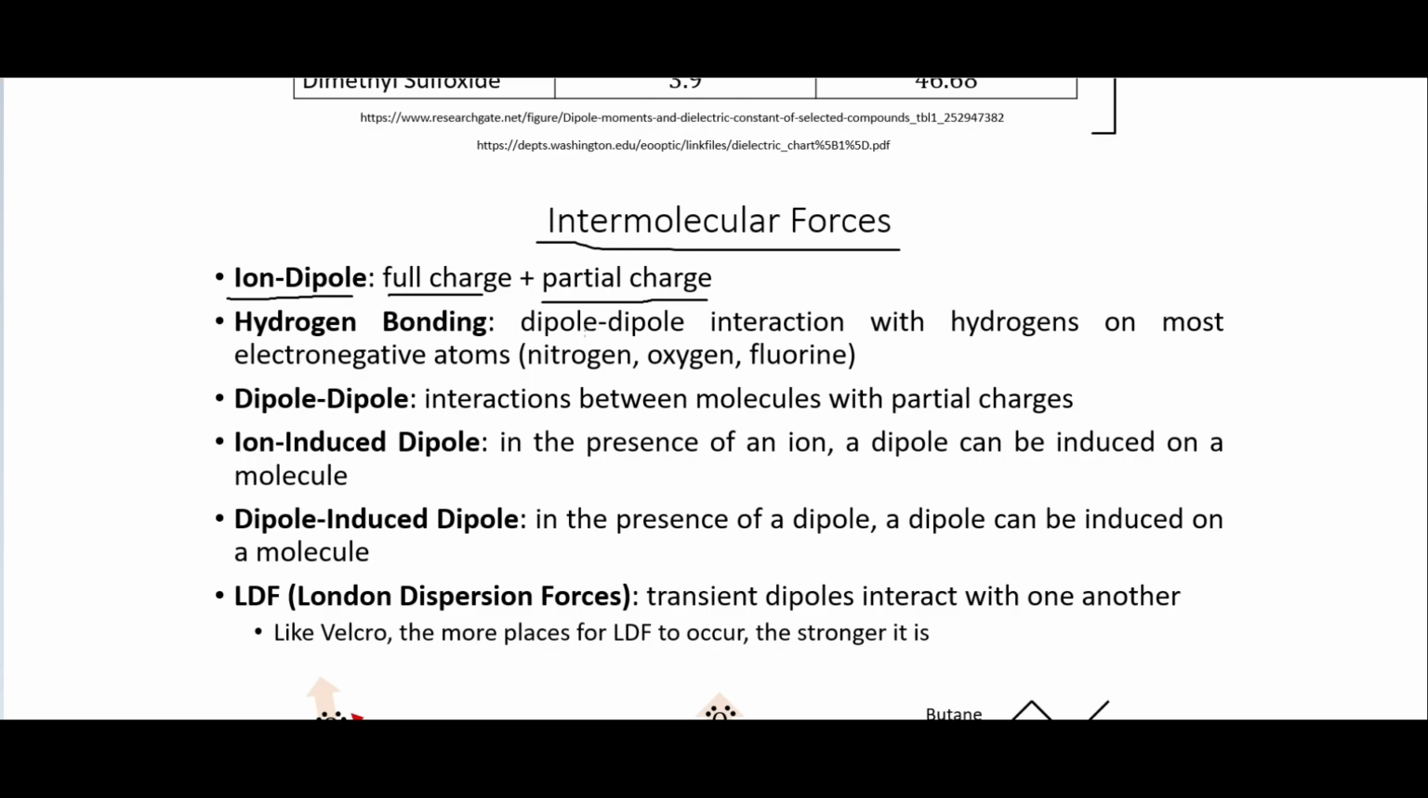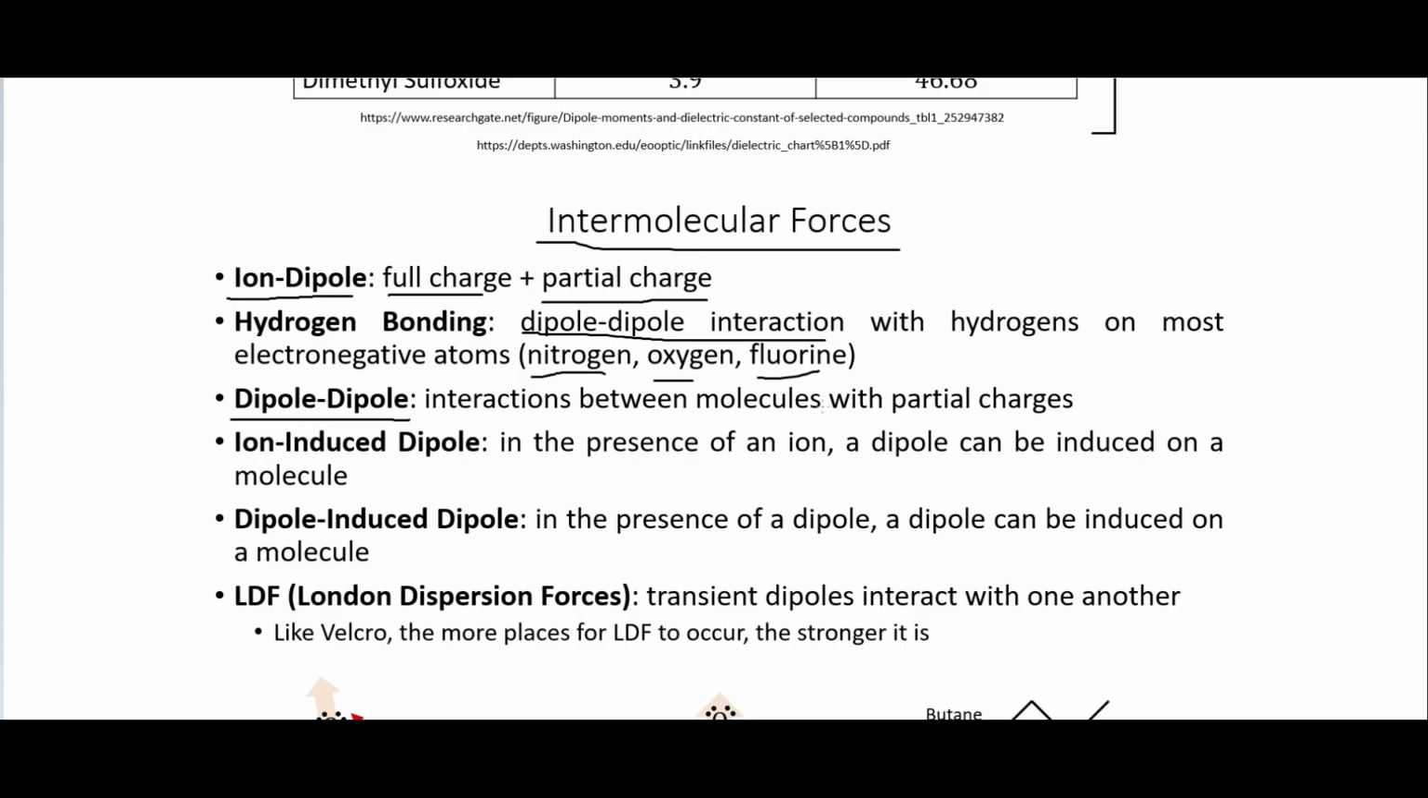Hydrogen bonding is a dipole-dipole interaction, but it's a specific kind that has to do with hydrogens on the most electronegative atoms, namely nitrogen, oxygen, and fluorine. So we have to have a hydrogen bound to one of those atoms. Again, this is just a dipole-dipole interaction, but because it's very strong, we call it something different. We give it its own category because of how strong an interaction this is. Then everything else that's dipole-dipole, we just put in as dipole-dipole.